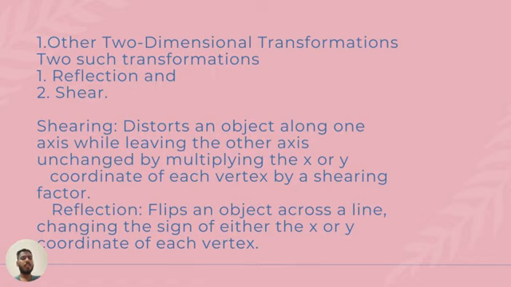Other two-dimensional transformations are reflection and shear. Shearing distorts an object along one axis while leaving the other axis unchanged, by multiplying the x and y coordinates of a vertex by a shearing factor. Reflection flips the object across a line, changing the sign of either the x or y coordinate of each vertex.